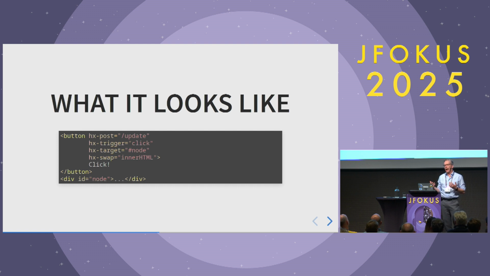Whatever we get back will be passed to the target, which in this case is the ID node. And I've added the div there. And we will swap the inner HTML, meaning whatever's inside the node div will be replaced by whatever we get back. The difference here, of course, is that we are sending HTML over the wire.